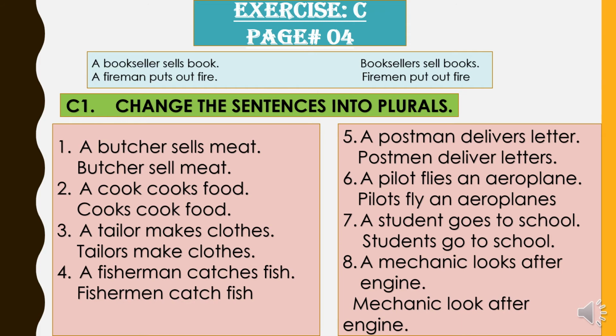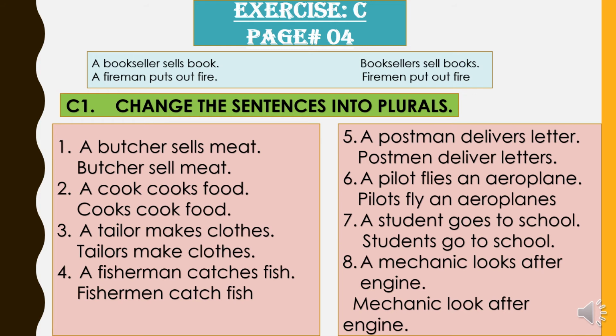A butcher sells meat. Butchers sell meat. A cook cooks food. Cooks cook food. This is sort of a tongue twister for us. A tailor makes clothes. Tailors make clothes. A fisherman catches fish. Fishermen catch fish. A postman delivers letters. Postmen deliver letters.